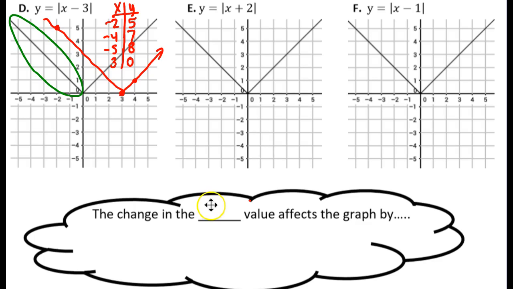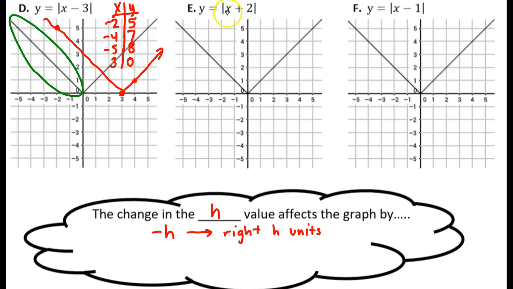So the change in the H value affects the graph by, if I have a -H inside of the absolute value, I'm going to be shifting my graph right H units. So if it was -7, I'd be shifting it right 7 units.